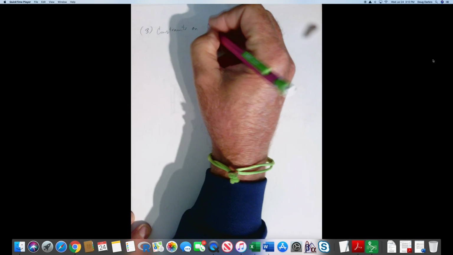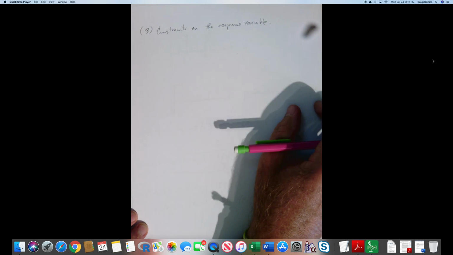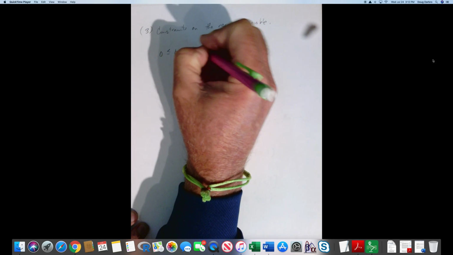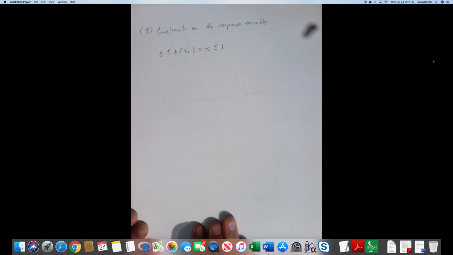Guys, the final one, the third concern, if you will, is constraints on the response variable. And the response variable, again, in this situation just represents probabilities. So the mean response is clearly going to be constrained by, which is equal to pi, which has to be less than or equal to 1, because again, it's a probability. And this is a situation that we don't run into with simple linear regression techniques.